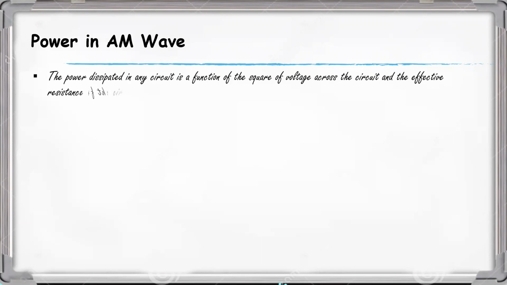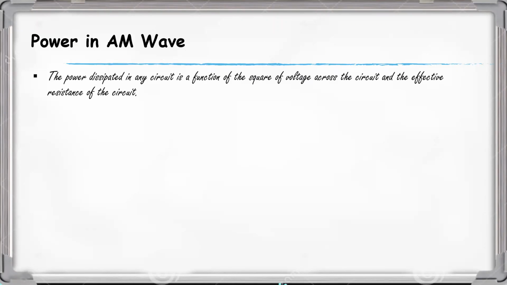We know that the power can be written as I square into R, or V into I, or V square divided by R. Here we use the expression of power, that is V square divided by R.